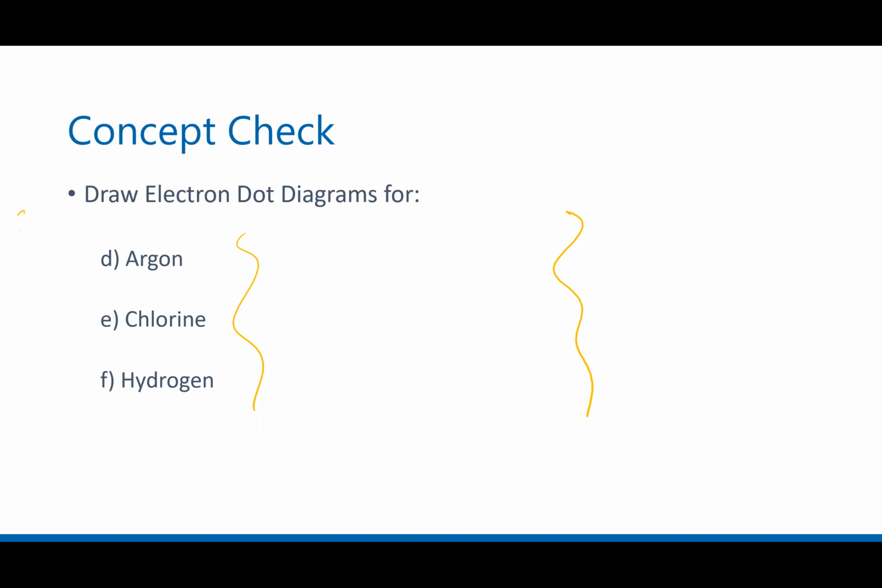Now, if any of you do not have your periodic table, I'm willing to help you. Argon is in group 18, chlorine is in 17, and hydrogen is in 1.